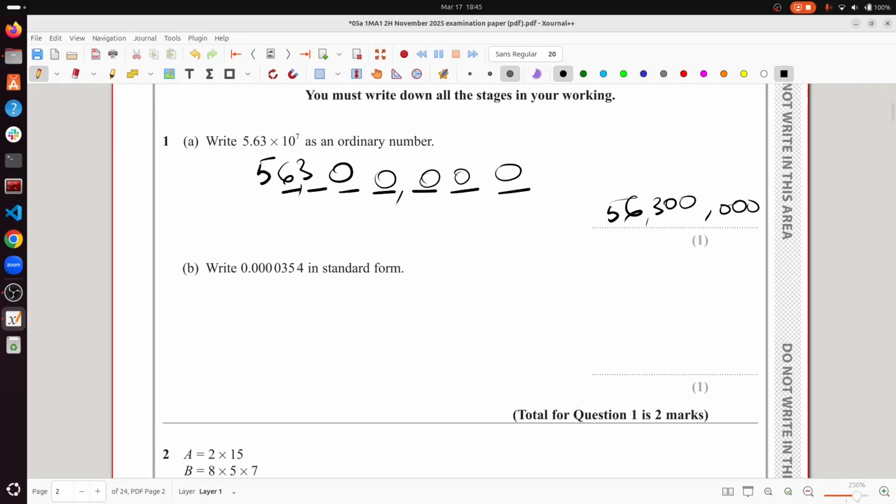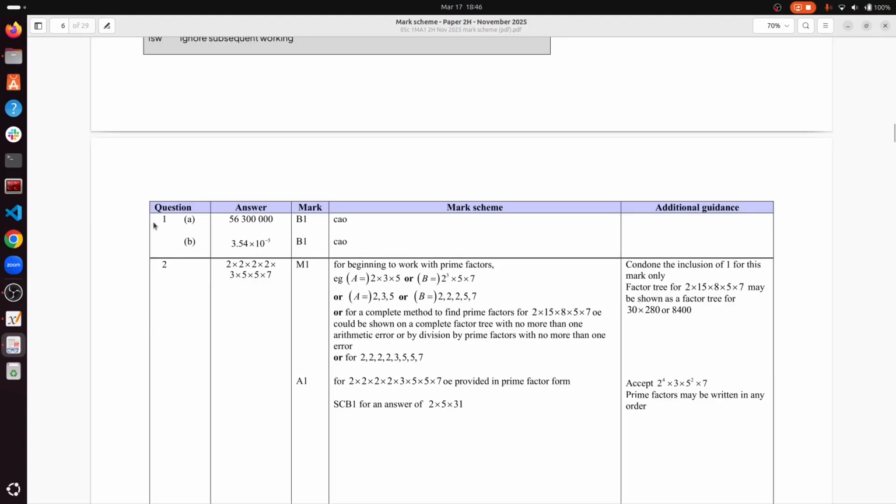Number 2 says write 0.00000354. I think I have 5 zeros there. So strategy again, write 3.54 times, I have 5 zeros before my first non-zero number, so that's 10 to the power of 5, and that's my answer. So let's check our mark scheme. So we have there for number 1, we have 56,300,000, that's correct. We have 3.54 times 10 to the power of 5, so that's correct.